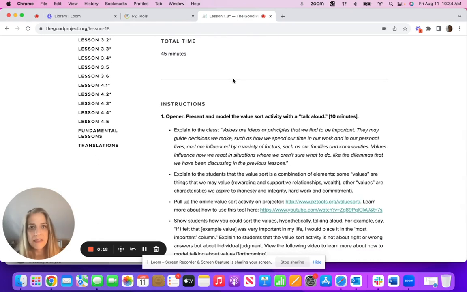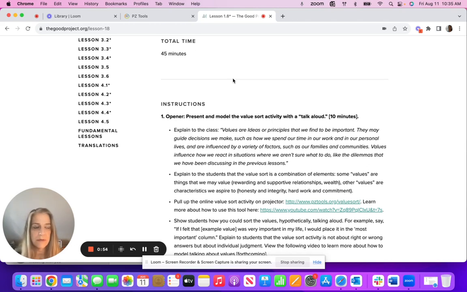I will begin by explaining to your students what values are, that they are ideas or principles that are important to us. They hopefully guide our decisions, but not always. Things like how we spend our time, both in work and in our personal lives. And they're influenced by a variety of factors, often by family, but also by friends, our communities. There are a lot of different ways that values are constructed, and they can also influence how we make our decisions when we are faced with difficult decisions.